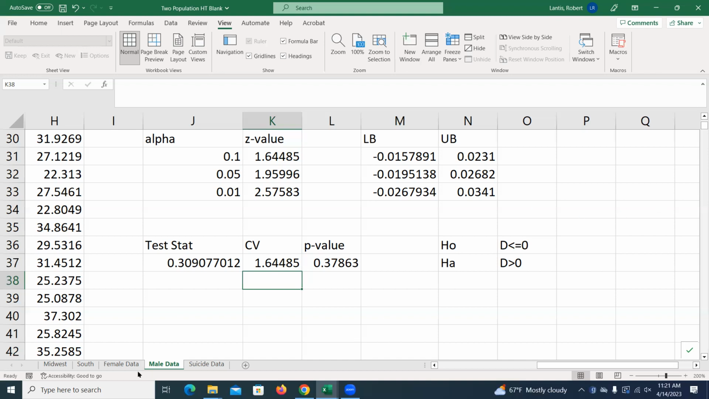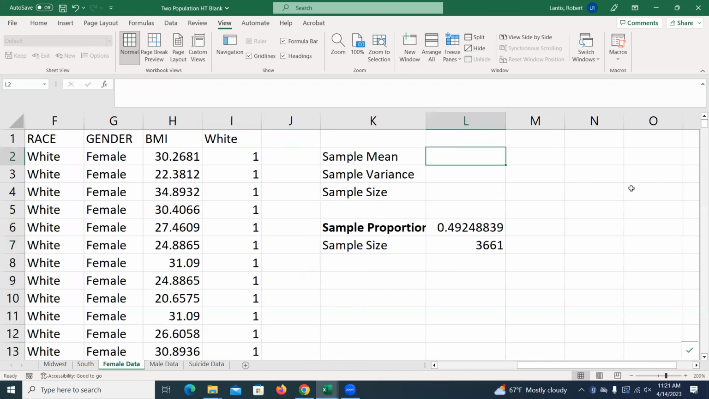let's go back to that female data worksheet. I'm now going to find the sample mean. So actually, let me write this out just so we have some reference as we're working through this. So, is it hot here? Okay, maybe it's just because I'm moving around, but I'm starting to sweat.